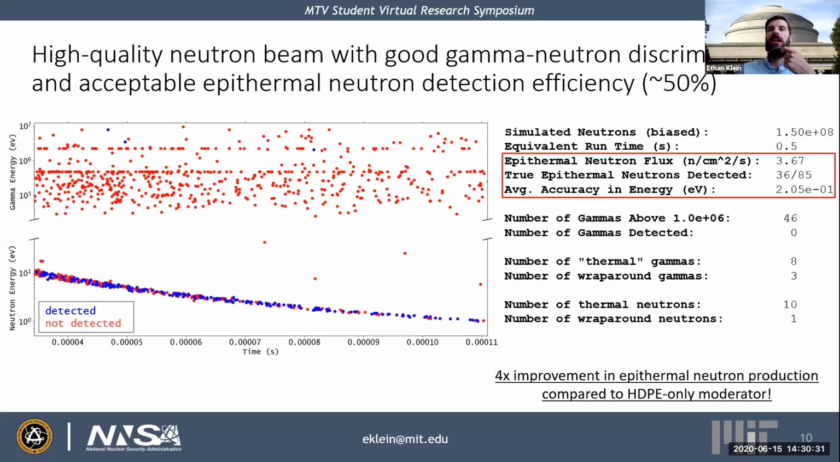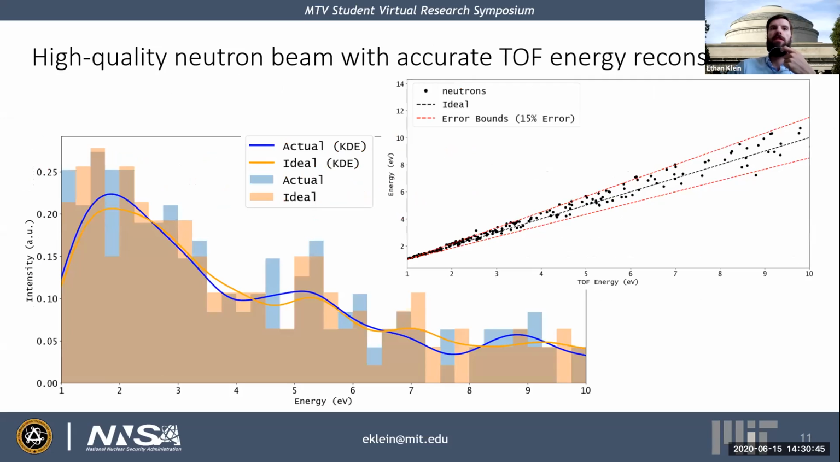Furthermore, the average accuracy in the energy is on the order of 0.2 eV, so that's within the width of resonances in this region. And again, like I mentioned, 50% neutron detection efficiency. So this is actually a significant improvement over the plastic-only moderator.